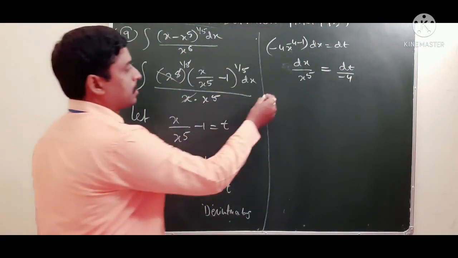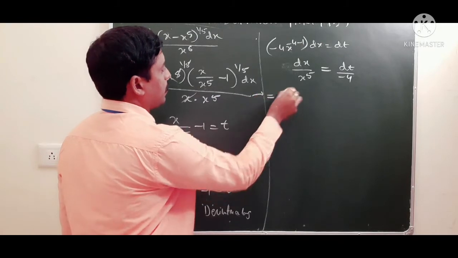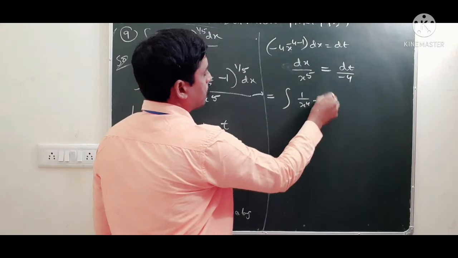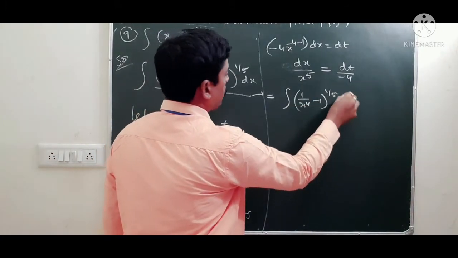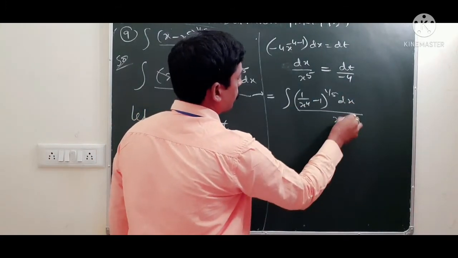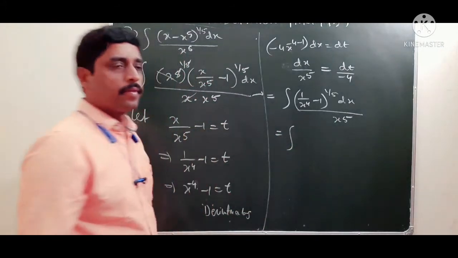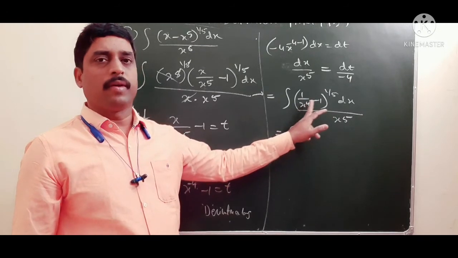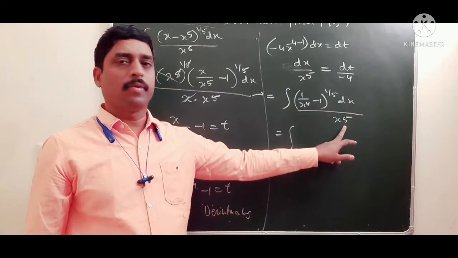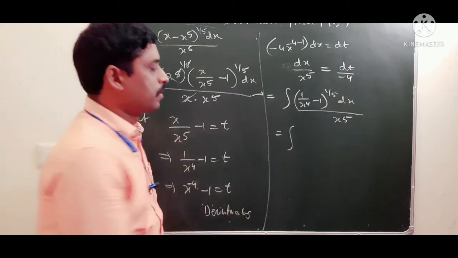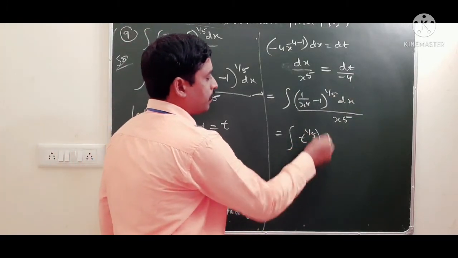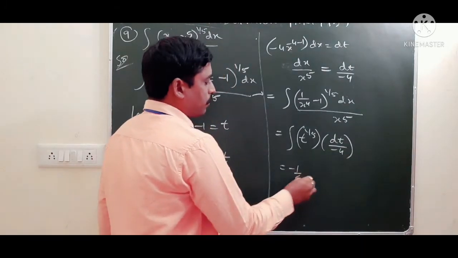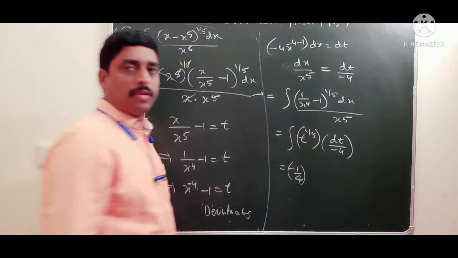So what is the statement? This is the statement. Integral of 1 by x to the power 4 minus 1, to the power 1 by 5, dx by x to the power 5. So if 1 by x to the power 4 minus 1 is t, then dx by x to the power 5 is dt by minus 4. So t to the power 1 by 5 into dt by minus 4. So this will be minus 1 by 4 constant, integral t to the power 1 by 5.